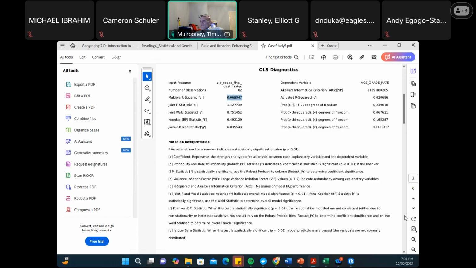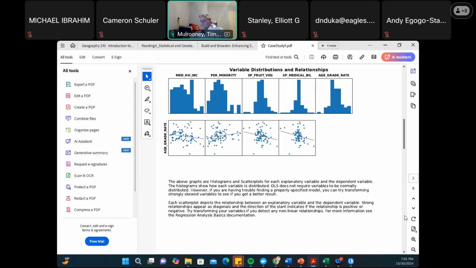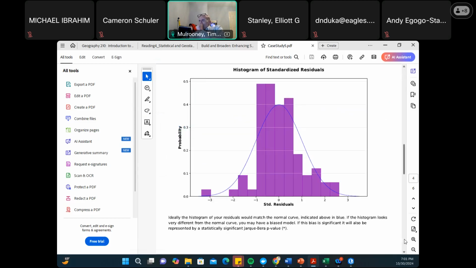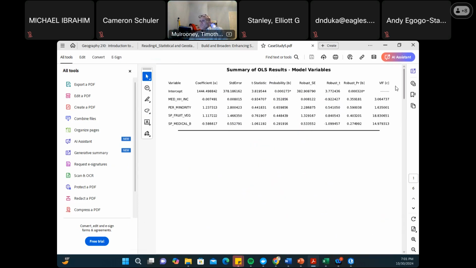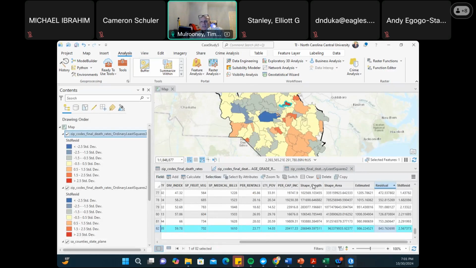What's that tell you? Look at the distribution of these things right here. Standard residuals. What predicts age graded death rates? Not a lot. Maybe income a little bit, but not very much. So I really like these tools here.